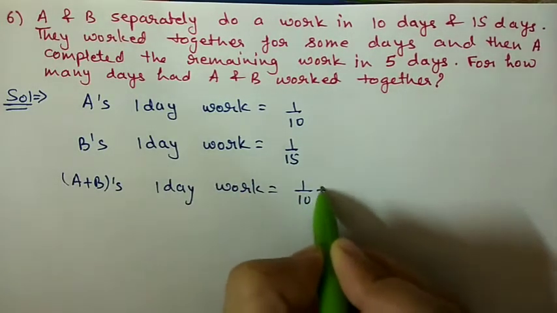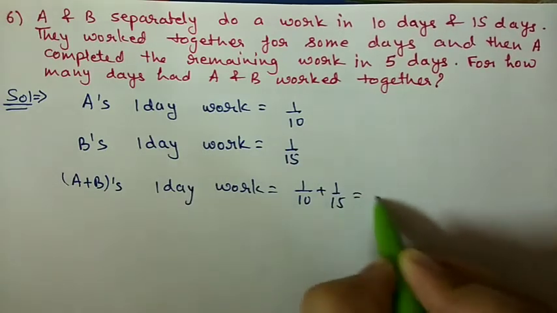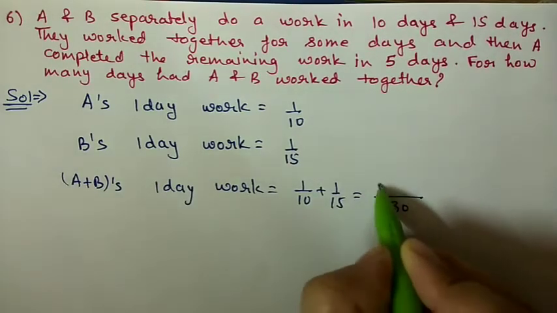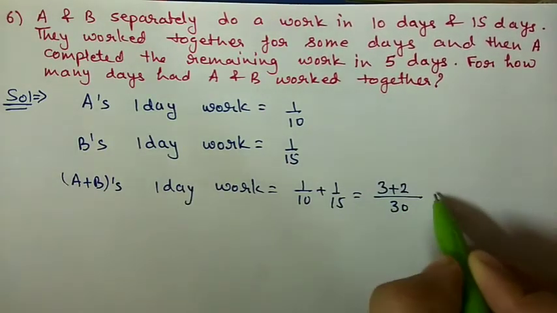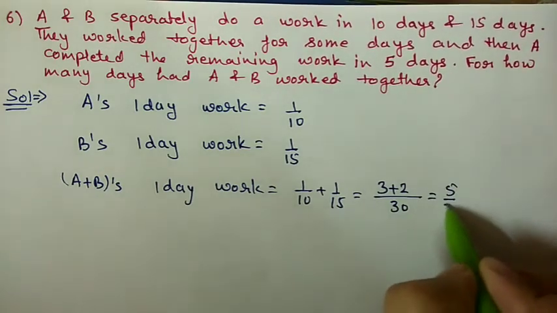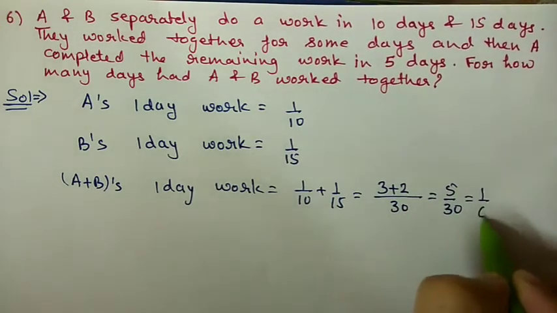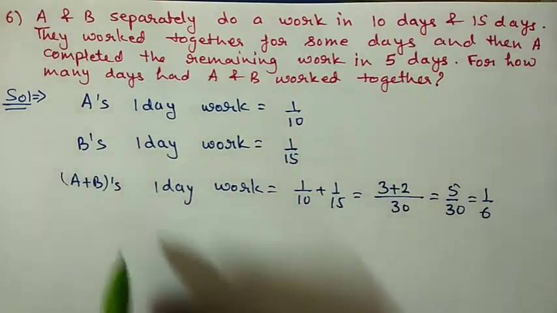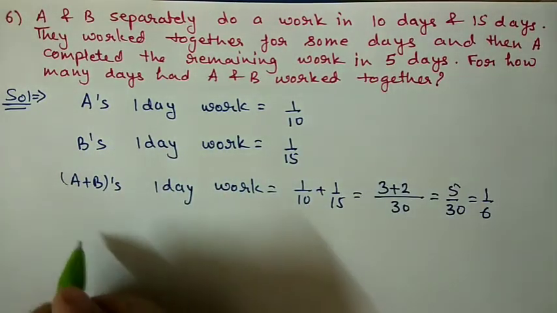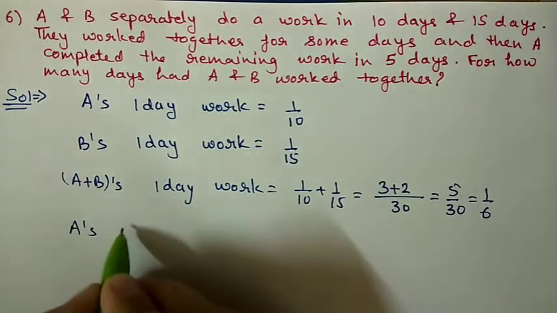1 by 10 plus 1 by 15. Take LCM. LCM will be 30. So 3 plus 2, 5 by 30. After cancellation we will get 1 by 6 here. Next A's 5 days work we will calculate.